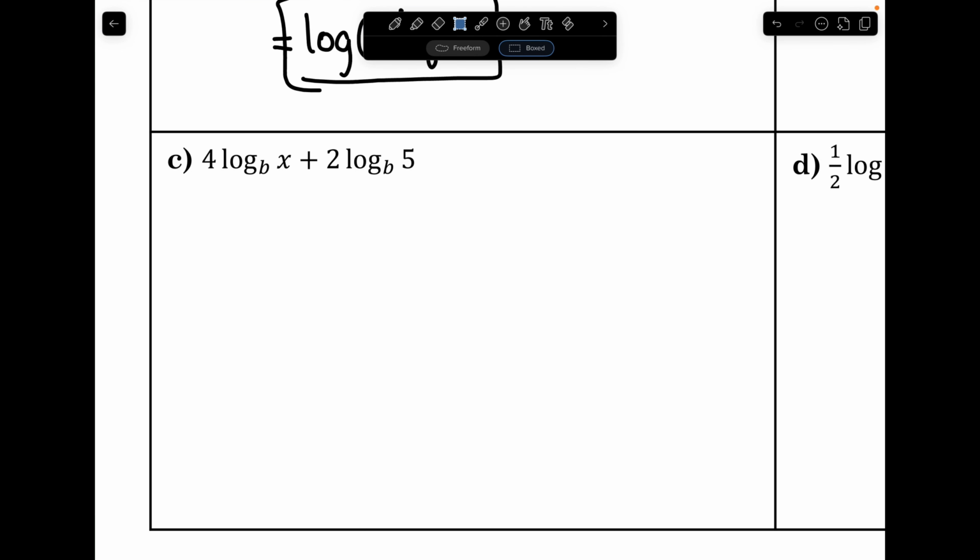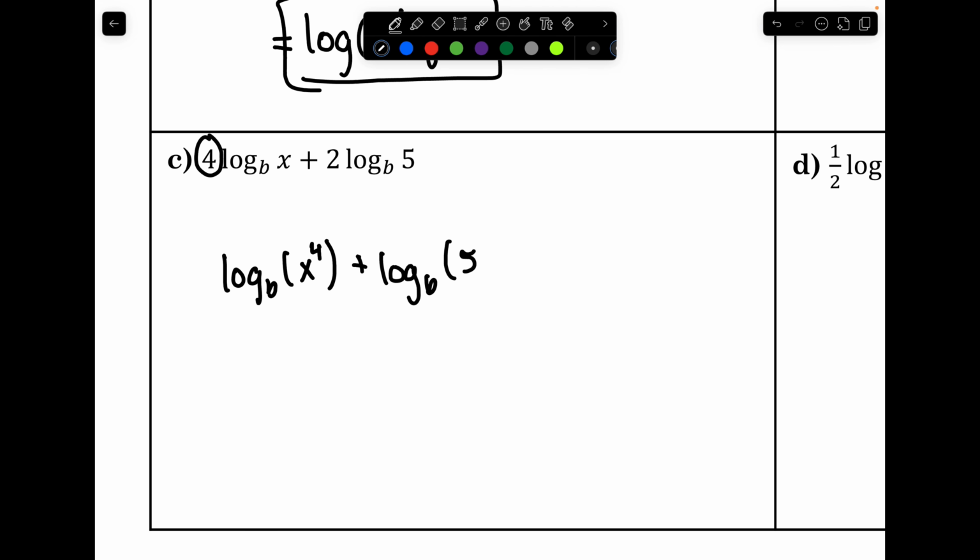All right, so moving on to the next example, same situation here. The only thing that's different is, again, the base of this thing. We have the log base b of x, but because of that 4, we can make the exponent of x 4. Similarly, we have the log base b of 5, and because of this exponent, we can raise that to the second power, which is 25.